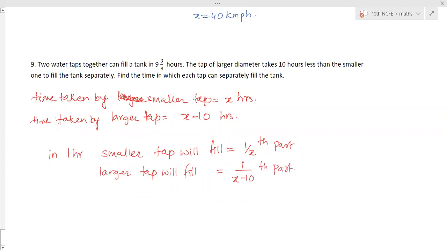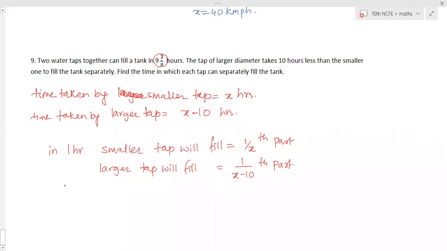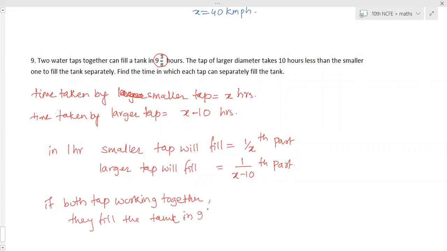Now, both of them working together, in 1 hour, how much part of the tank will they fill? 1 by X plus 1 by X minus 10. Both taps working together fill the tank in 9 3/8 hours. That means 9 times 8 is 72, plus 3, 75 by 8 hours.